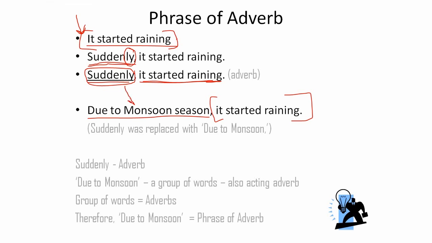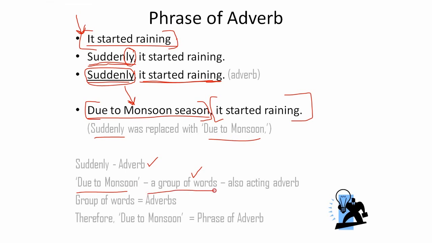But I have a group of words that are coming right before the sentence starts. So ఇది ఎలా అనుకోవచ్చు అంటే సడన్లీ ఎలా సెంటెన్స్ ముందు వచ్చిందో సడన్లీ చోటు ఈ గ్రూప్ ఆఫ్ వర్డ్స్ వచ్చింది. సడన్లీ ఇట్ స్టార్టెడ్ రైనింగ్ డ్యూ టు మాన్సూన్ సీజన్ ఇట్ స్టార్టెడ్ రైనింగ్ అంటే ఈ సడన్లీని ఇది రిప్లేస్ చేసినట్టు మనం అనుకోవచ్చు. సో సడన్లీ వాజ్ రిప్లేస్డ్ విత్ డ్యూ టు మాన్సూన్, రైట్?